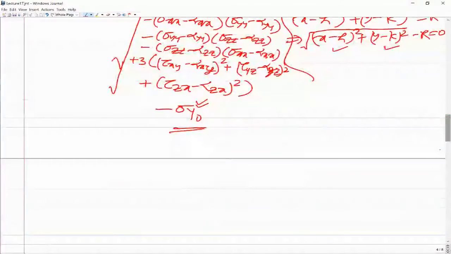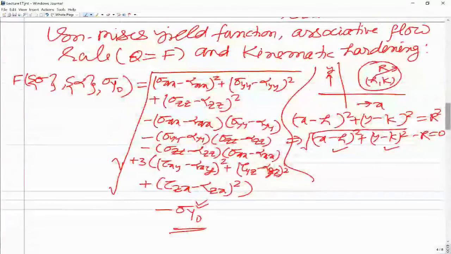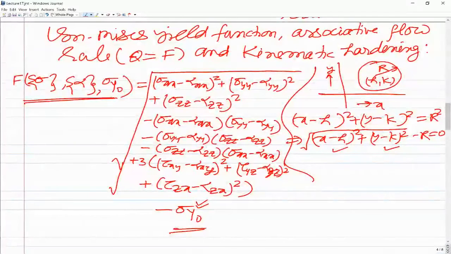So now to calculate the tangent constitutive matrix, we need del f by del sigma. Sir, why did you write WP? I have written only sigma, alpha and sigma y naught here. You are talking about the isotropic hardening case? Okay. Yes, in this I have written only sigma, alpha and sigma y naught. I haven't written WP because now we are considering only kinematic hardening. For isotropic hardening, I had written sigma y as a function of WP.